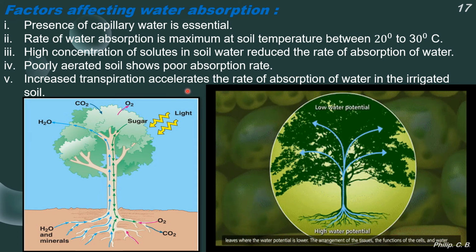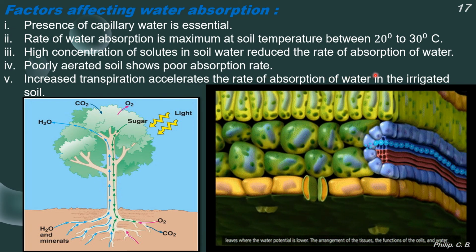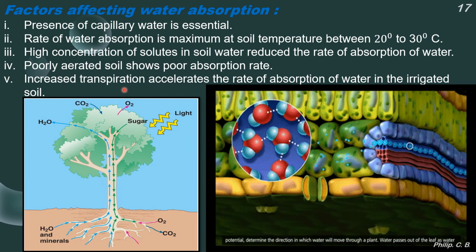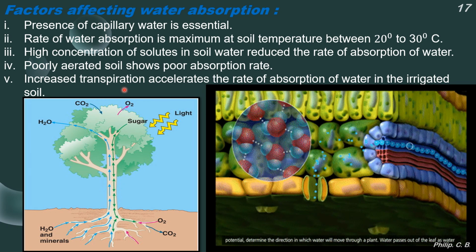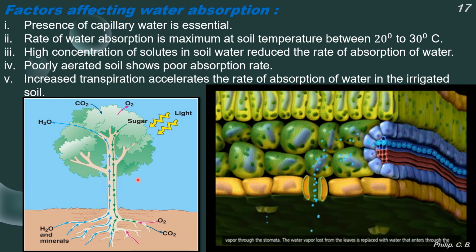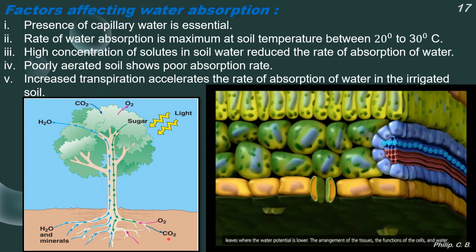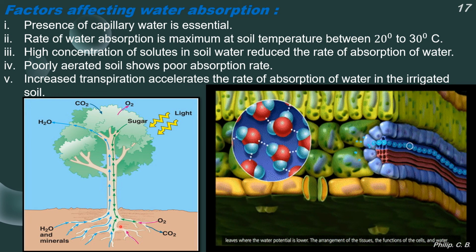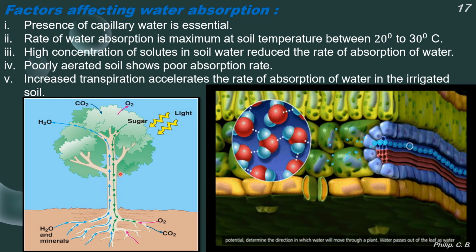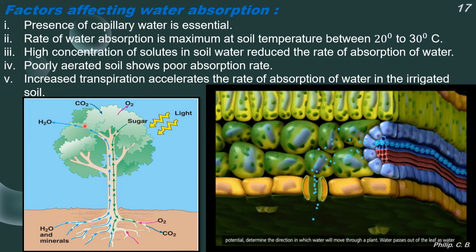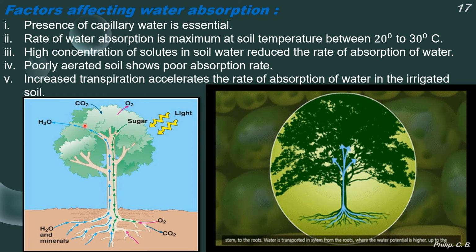Fifth, increased transpiration accelerates the rate of absorption of water in irrigated soil. That means if the process of transpiration is increased, automatically the rate of absorption of water is also increased. Here I have added two images. In one, you can see water and minerals getting absorbed by the root along with oxygen, giving out carbon dioxide, whereas the water and minerals move upwards through the xylem, and water is evaporated from the leaf, the aerial part of the plant, which is transpiration.